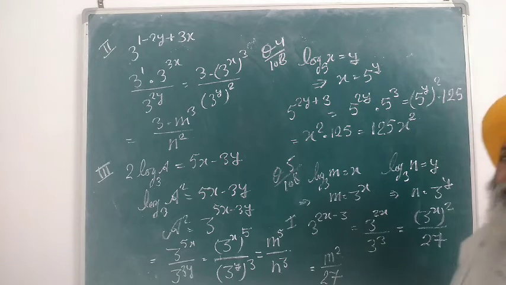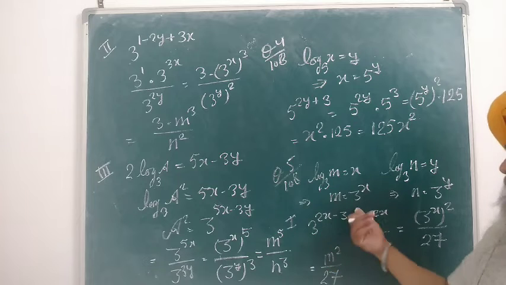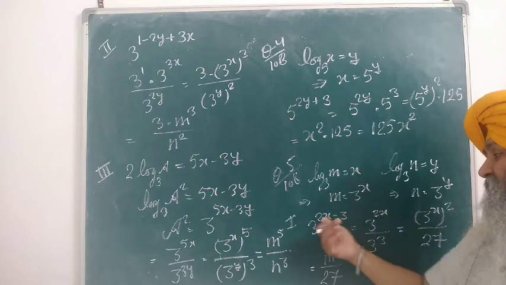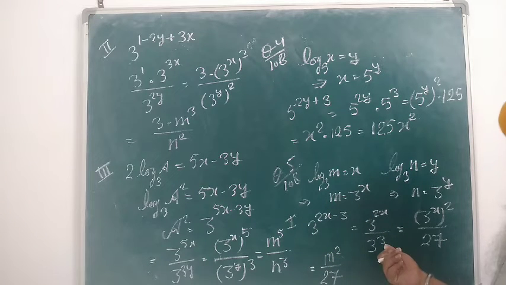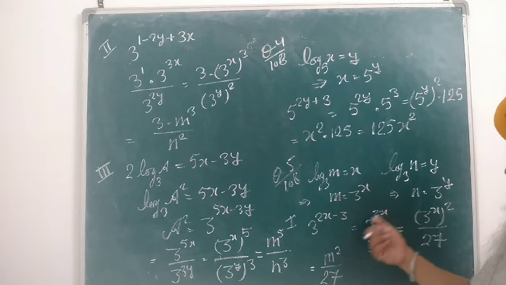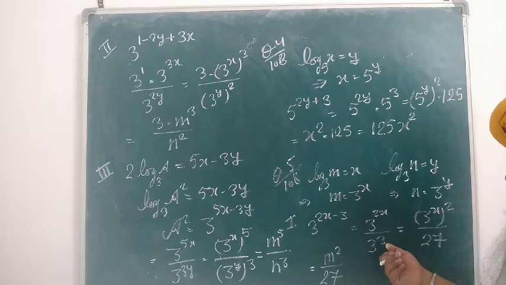Now come to my first part. It is 3 raised to power 2x minus 3. In indices, when is power subtracted? When we go for division. That is, 3 raised to power 2x divided by 3 raised to the power 3.